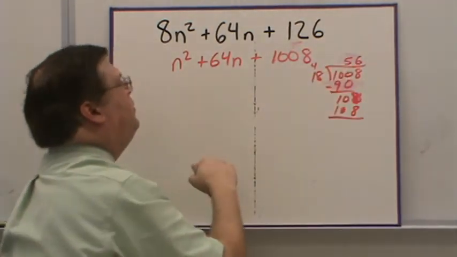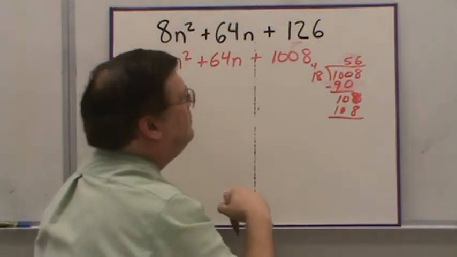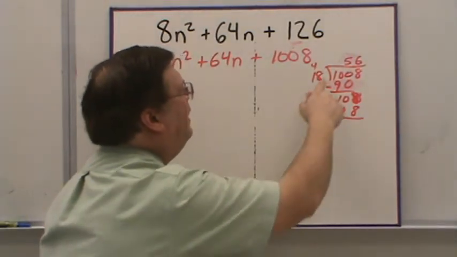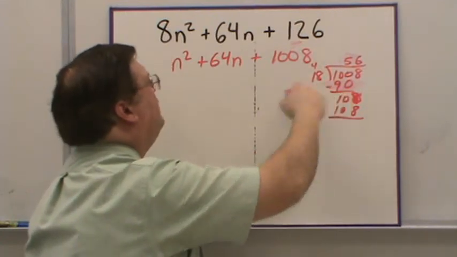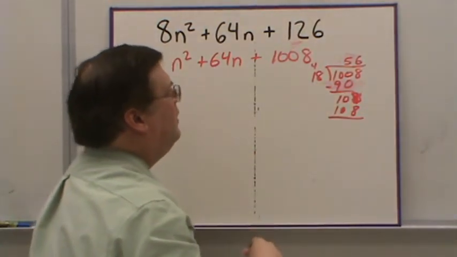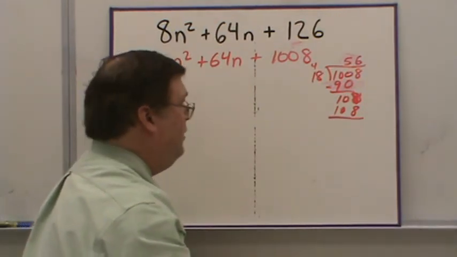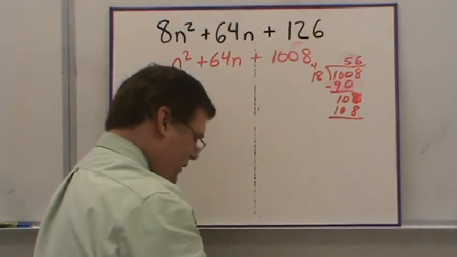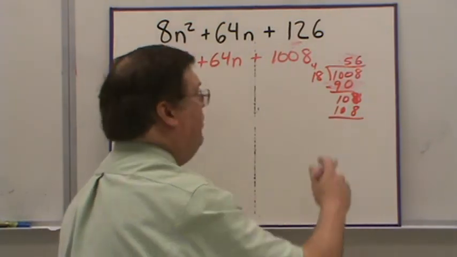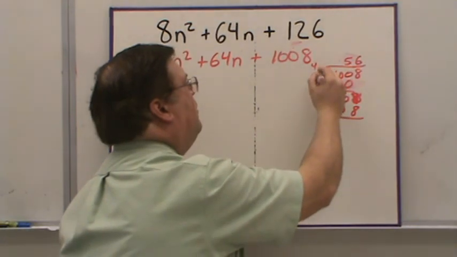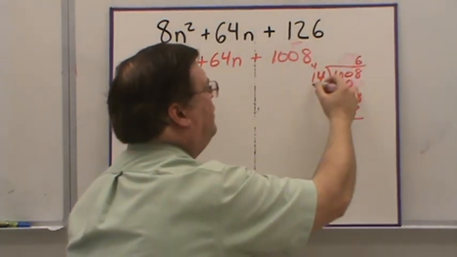When I add those two together, are they going to give me 64? No, it's 74. Close but no cigar. So I've got to try something a little smaller. Let's try 16. Let's try 14. 14 goes into 100. I'd say that goes in 7.